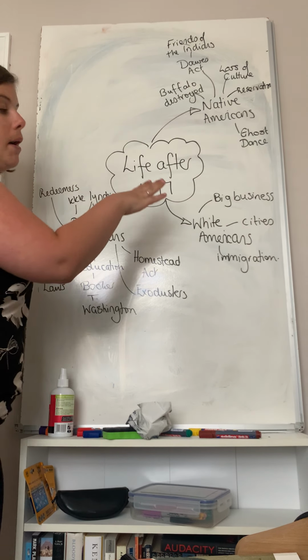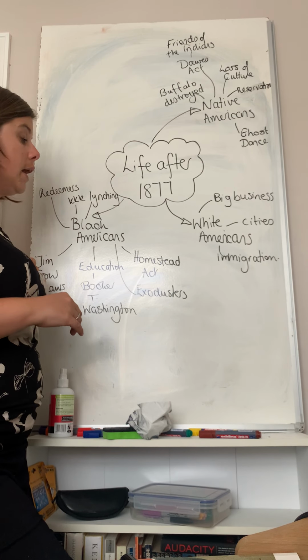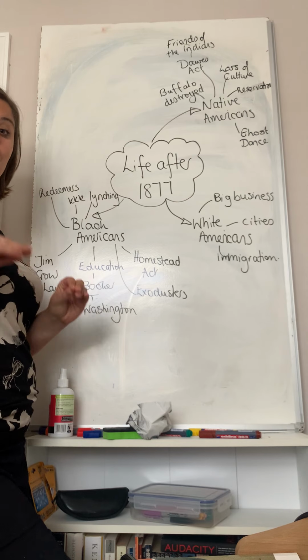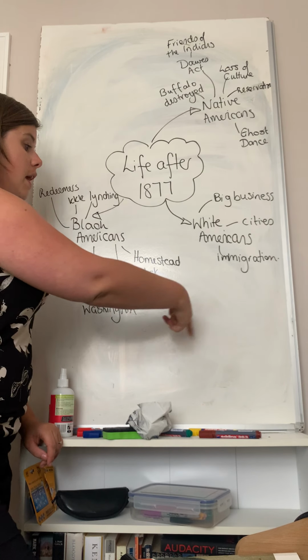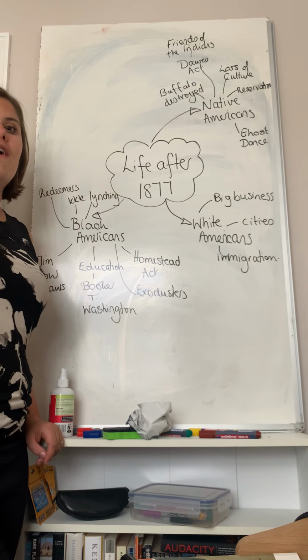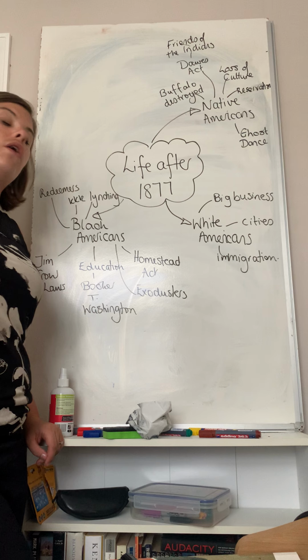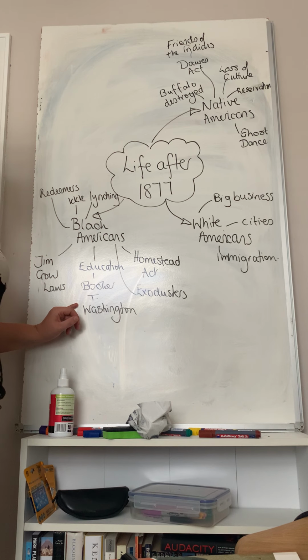Finally, looking at Black Americans. So, the Homestead Act actually helps the Black Americans because many ex-slaves actually move north and west into the plains to go and get their land. The Exodusters, again, are a group of ex-slaves who move westwards to try and find opportunity. We get growth of education. Booker T. Washington is a really good prime example of that.